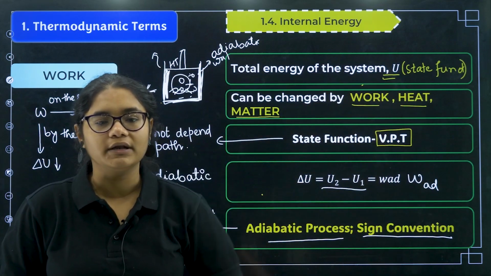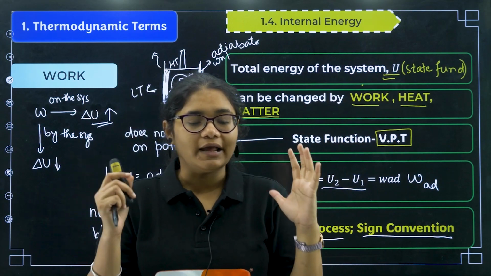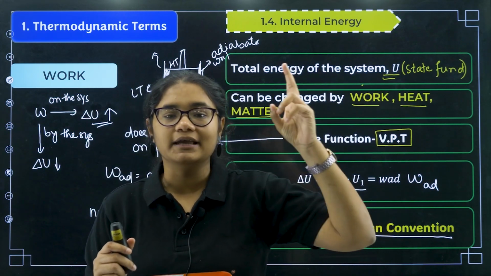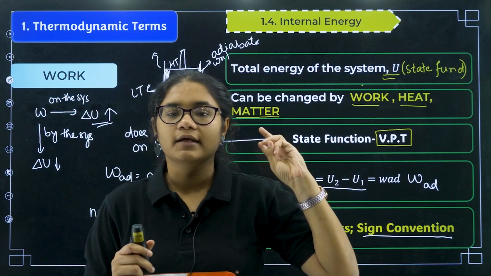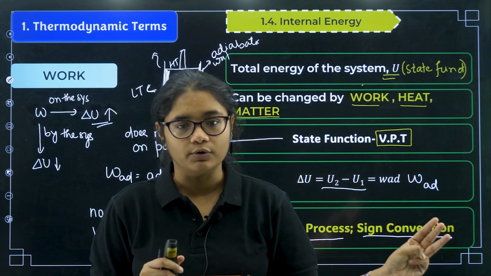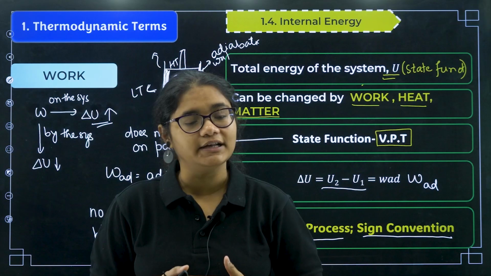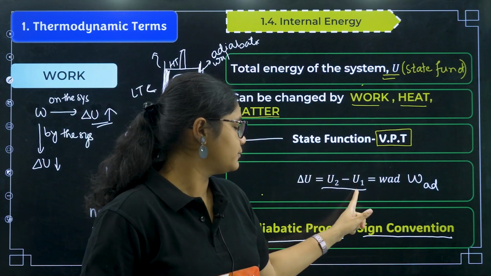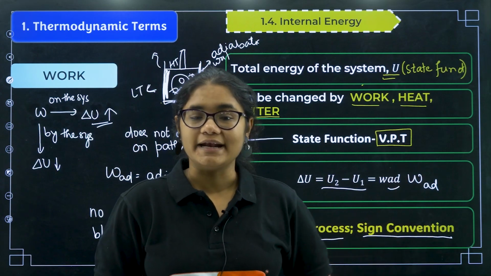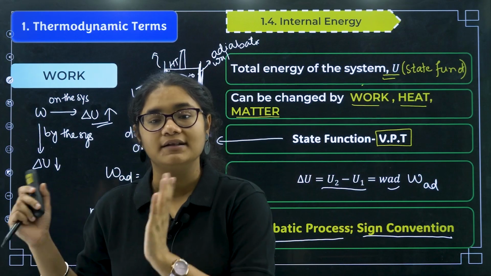So this is all about internal energy. Let us revise once again. Internal energy is the total energy of the system, first point. Second point, internal energy can be changed by heat and by work. Third point, internal energy is a state function, it does not depend on the path followed. Now fourth point, by work done, we can change the internal energy. So delta U is equal to U2 minus U1 is equal to work adiabatic. Now what is an adiabatic process? A process where there is no exchange of energy between the system and the surrounding.